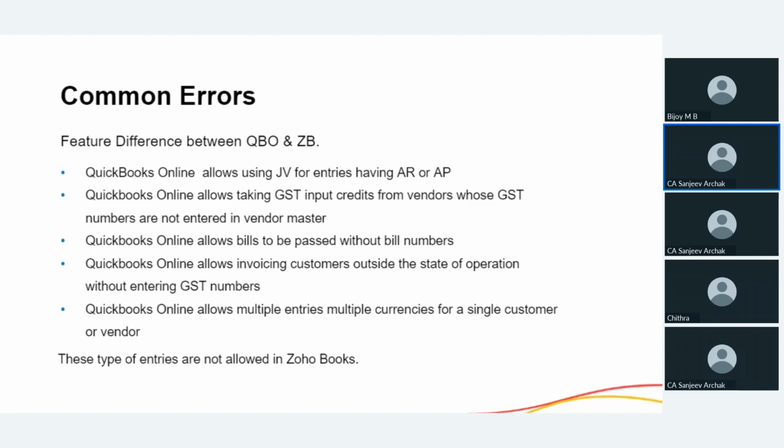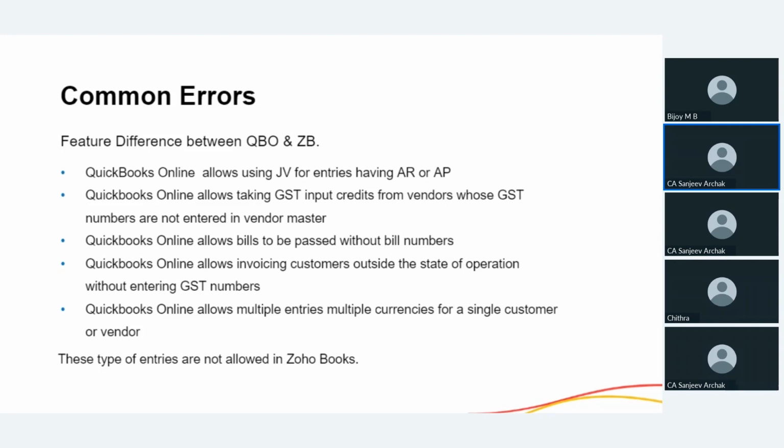Now, QuickBooks also allows bills to be passed without bill numbers. This is hard to believe, but we did come across cases where there were no bill numbers, but the client was able to account them within Zoho Books. And we also found a unique case where the same bill number was mentioned for the same vendor on different dates.